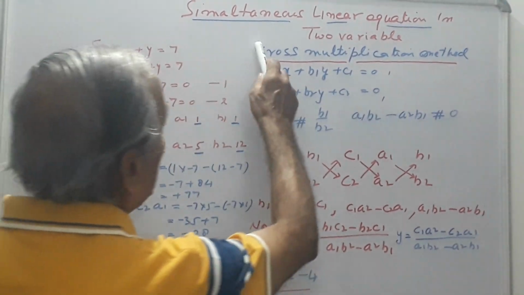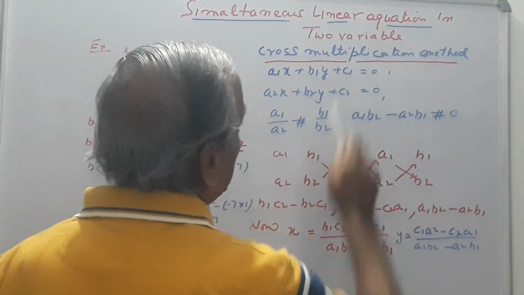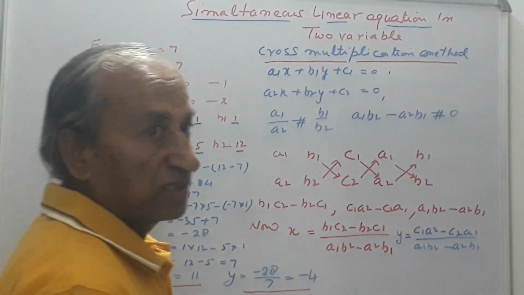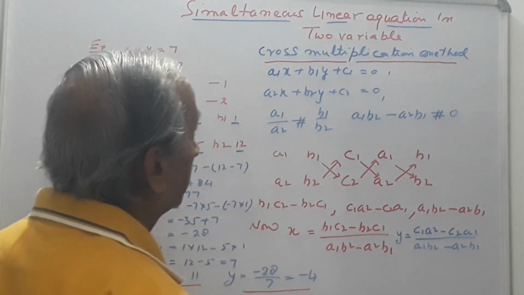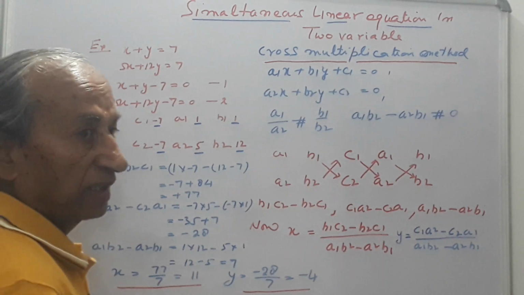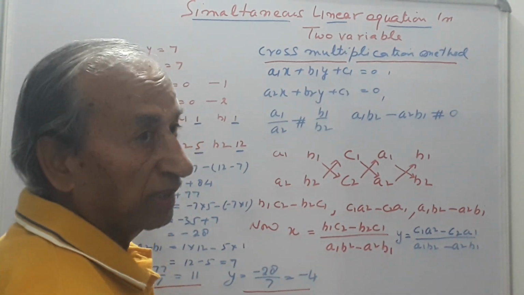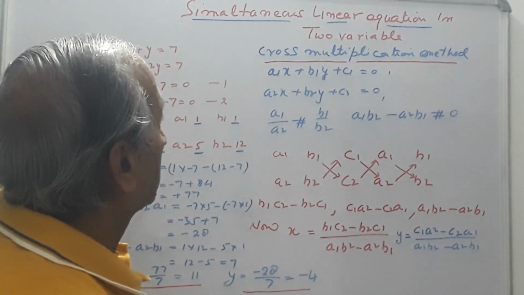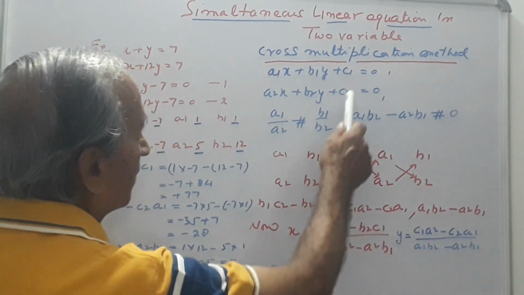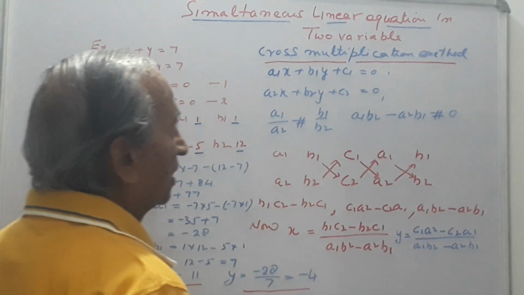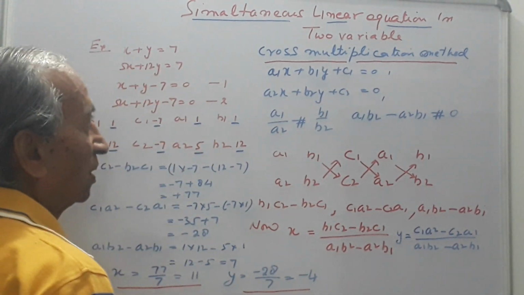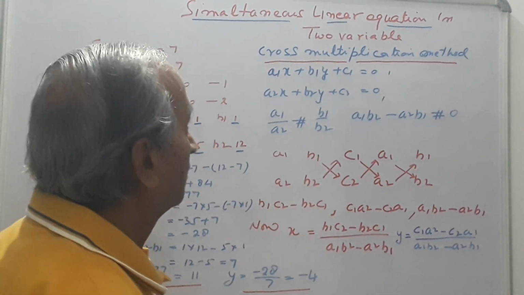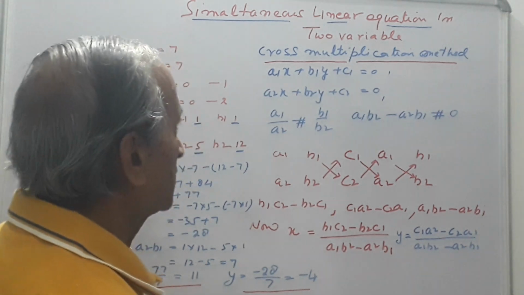Today, simultaneous linear equations in two variables. In my last video, I explained to you how to solve for the two variables by two methods, that is the substitution method and the elimination method. Now today I will explain the cross multiplication method. This is the third method to find the variables in simultaneous linear equations.